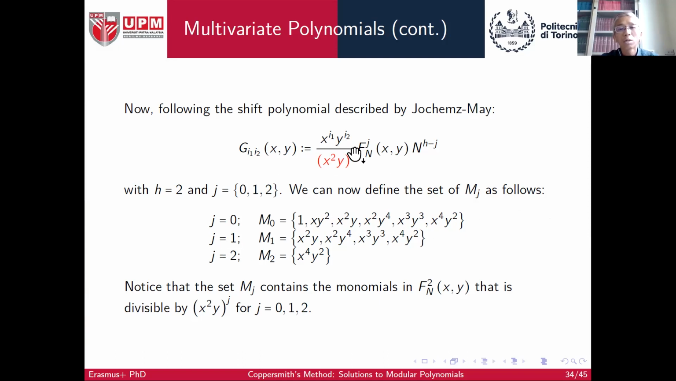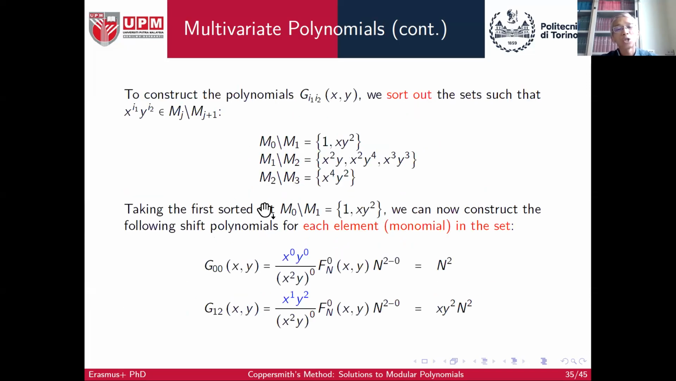When j equals 1, we have x^2y, and the only monomials that are divisible by this x^2y are these 4 monomials. So we group that in the second set M_1. And when j equals 2, the only monomial that is divisible by (x^2y) squared is this monomial. So the first thing that we do is to divide, group, and sort all this set of M accordingly.